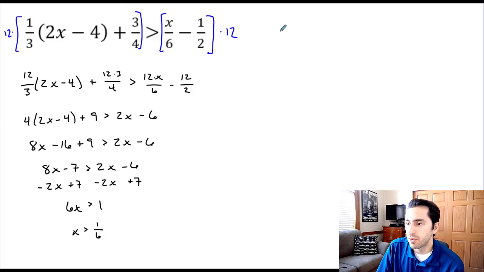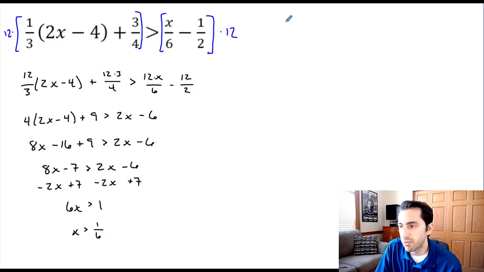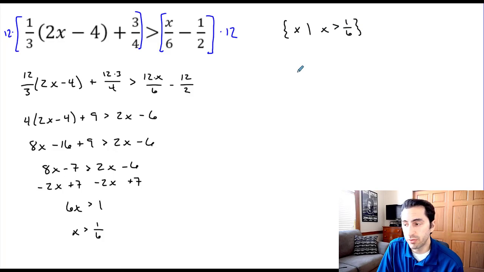Okay, so again, just to run through our three different representations for this, we can use set builder notation. So all the x values such that x is greater than 1/6. I can use interval notation. In this case, I'm going to start at 1/6. Again, I'm using a parenthesis here because we're not actually including 1/6. And then it's everything bigger than that. So from 1/6 all the way to positive infinity.